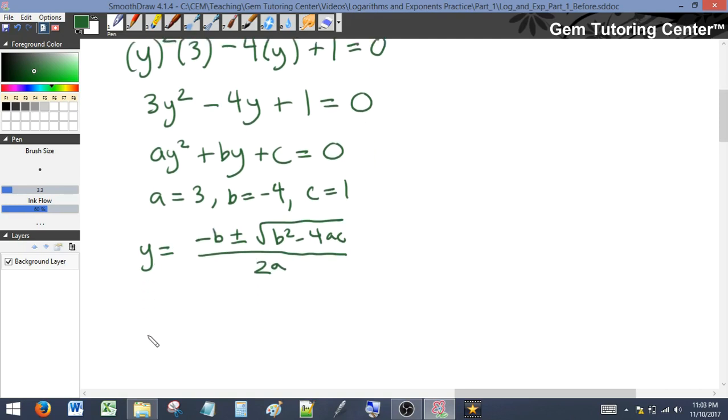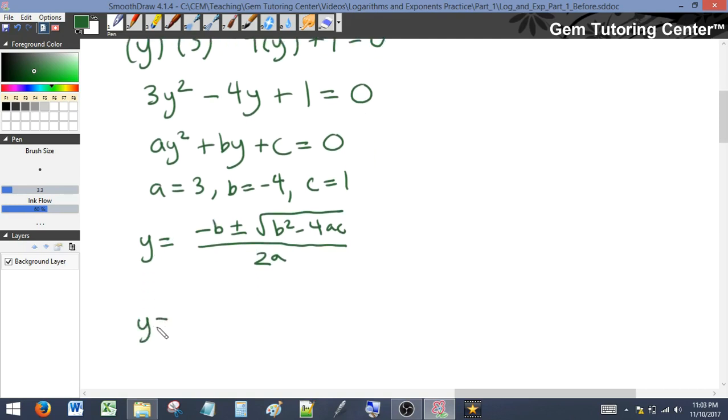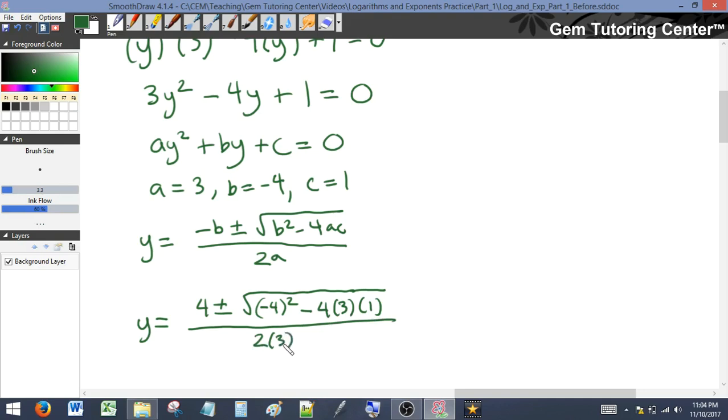So let's plug in values for a, b, and c. So b was -4, so negative b is 4. And that's plus or minus. b is -4, so -4 squared is 16, but I'll write it like this for now. Minus 4 times a, which is 3, times c, which is 1. That divided by 2 times a, which is 2 times 3.